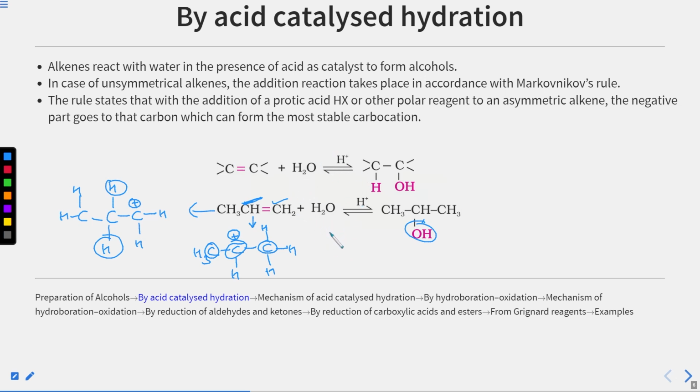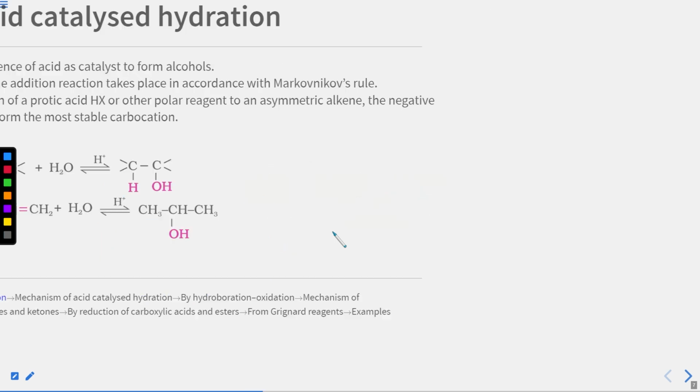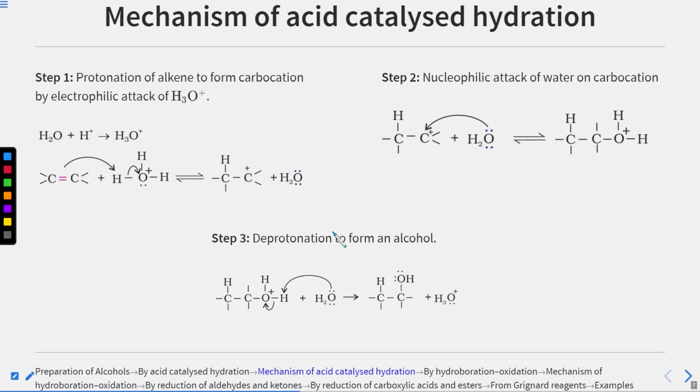Now we'll see the mechanism. Why are we looking for the stability of the carbocation? The answer lies in the mechanism. So here is the mechanism for that. This is our alkene. We are just taking a general formula, we have not substituted all four parts. Okay, right. Now, first of all, this reaction will happen.